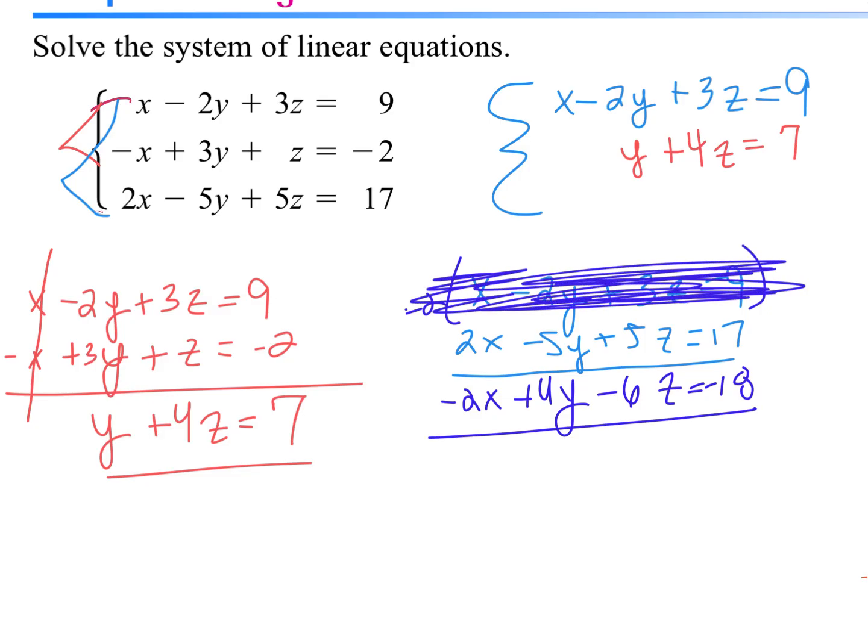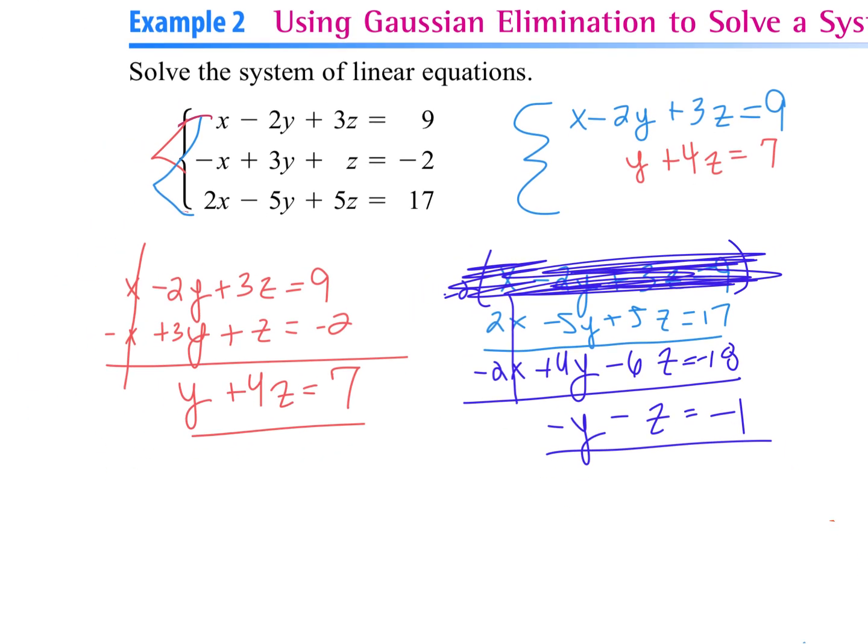And now I combine them. What happens when I combine negative 2x and positive 2x? They cancel. Negative 5y plus 4y is negative y. 5z minus 6z is negative z, equals, what's 17 minus 18? Negative 1, okay? So we accomplished our first goal, which was to eliminate the x's.